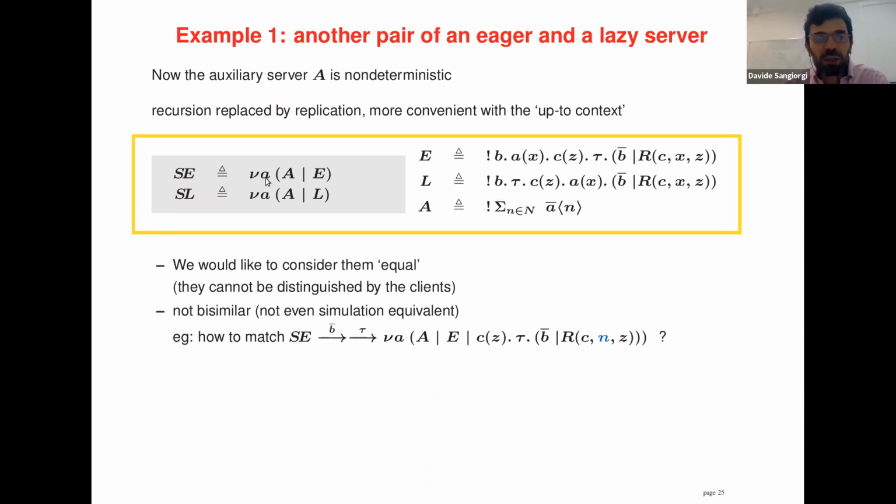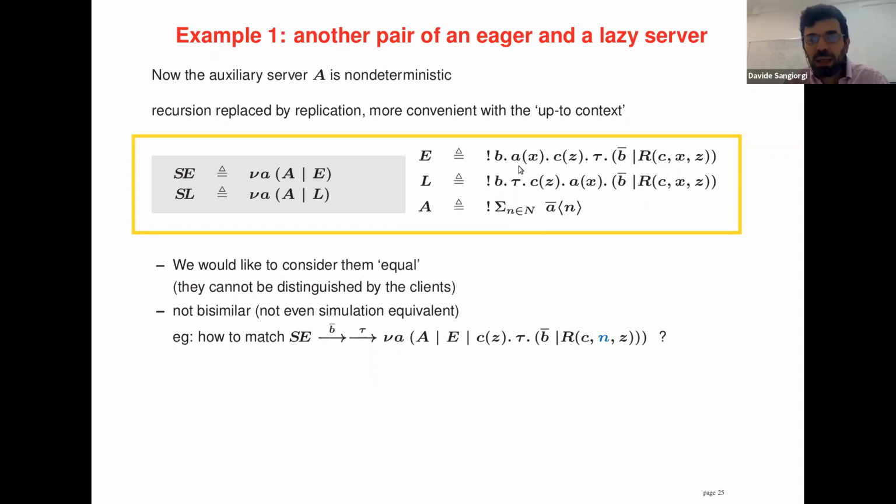Consider this variant of the previous servers. This is a variant in which the auxiliary server is non-deterministic. So non-deterministically, it sends an integer, okay? Actually, I made another modification. Instead of recursion, I'm using replication. So the eager and the lazy server are replicated at the channel B, and an output at B is essentially a call of the server. I'm using replication because it makes proofs here a little nicer. But apart from these, things are the same.